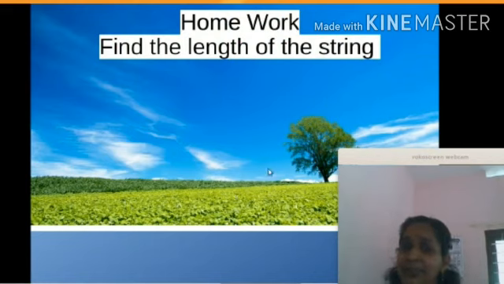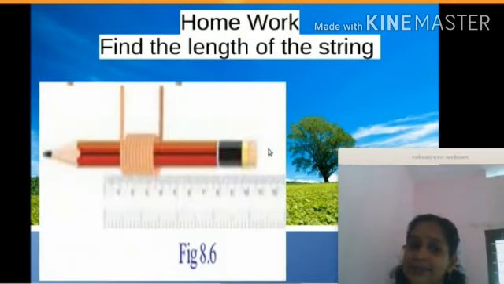We are going to end the discussion today. You have one homework. Find the length of the string like this.